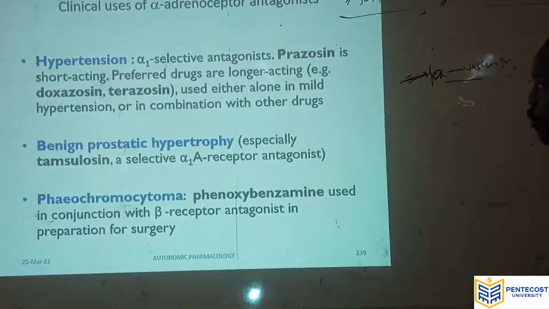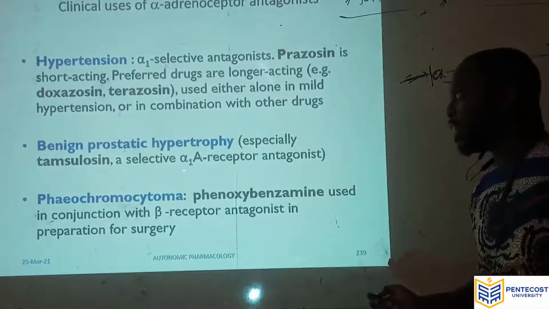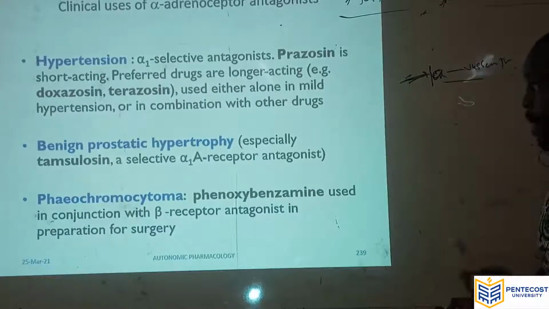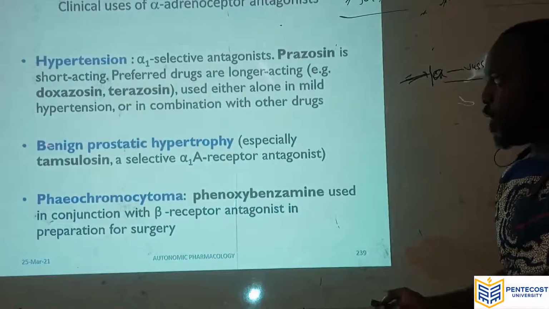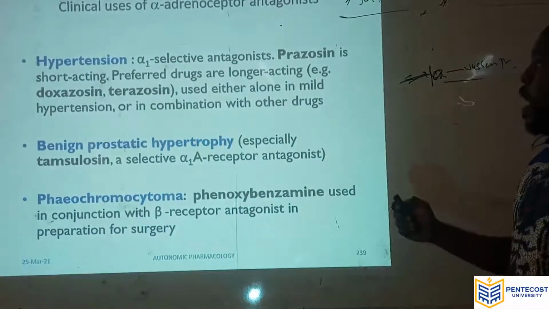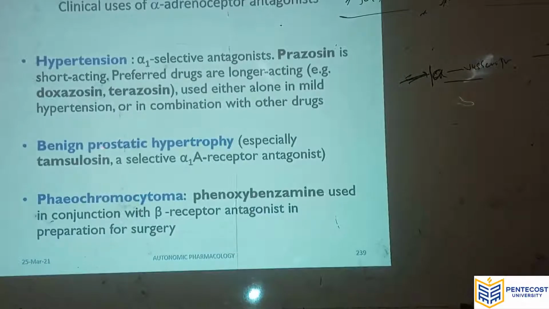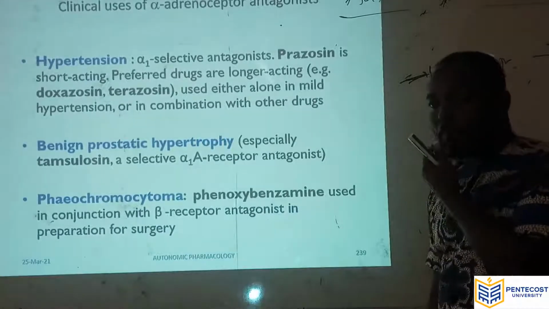And we can also use alpha 1 blockers to manage benign prostatic hypertrophy. And this one, I want you to find out how that alpha 1 blocker helps in managing benign prostatic hypertrophy. I will be happy for a response in the feedback. So please, I want a feedback. How does an alpha 1 blocking agent, especially tamsulosin, help in the management of benign prostatic hypertrophy?